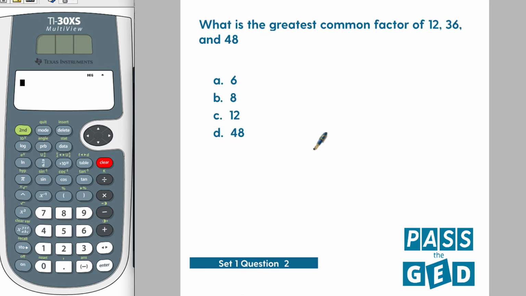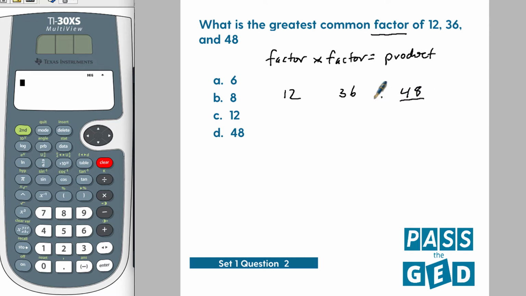Question 2. What is the greatest common factor of 12, 36, and 48? So first thing is, what is a factor? Factors are the things that get multiplied. So you have a factor multiplied by a factor: factor times a factor equals a product. And so 12, 36, and 48, they're products. We want to think of all the ways that we can multiply numbers together to get 12, 36, and 48, and then find the largest that all three have in common.